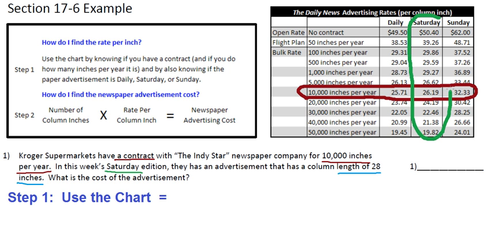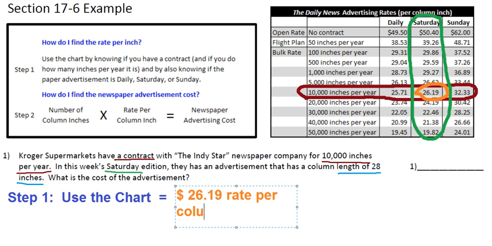So if I circle that up, look at that. We have our final answer. Our final answer is right here: 26.19. 26.19. All right? And so 26.19 is your final answer. And what that is, the $26.19, that's the rate per column inch. That's the rate per column inch.